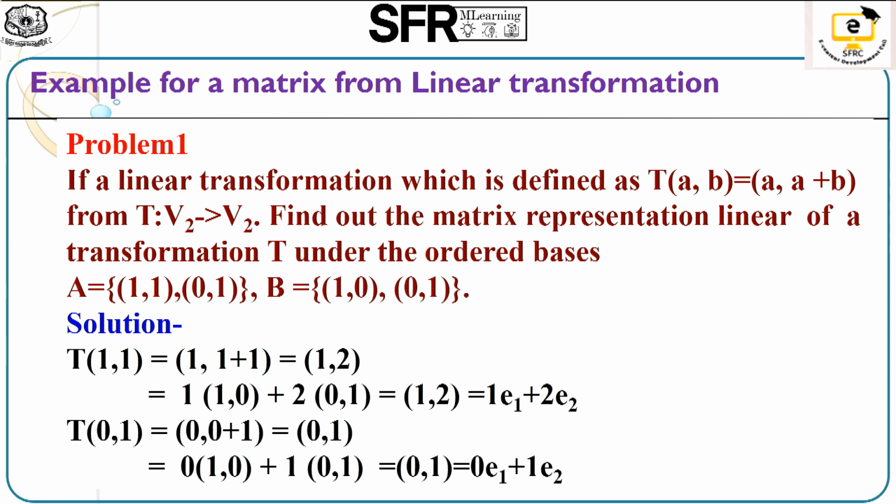The second value is 2 into (0, 1), that is equal to 2E2. Next we apply the transformation again for the next basis vector T of (0, 1), putting a equal to 0 and b equal to 1 in the given transformation.